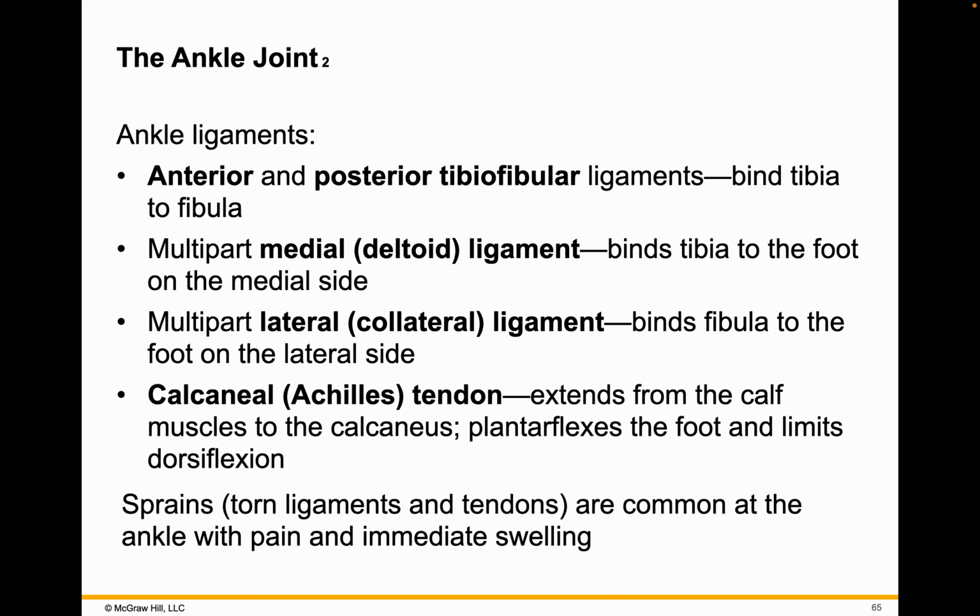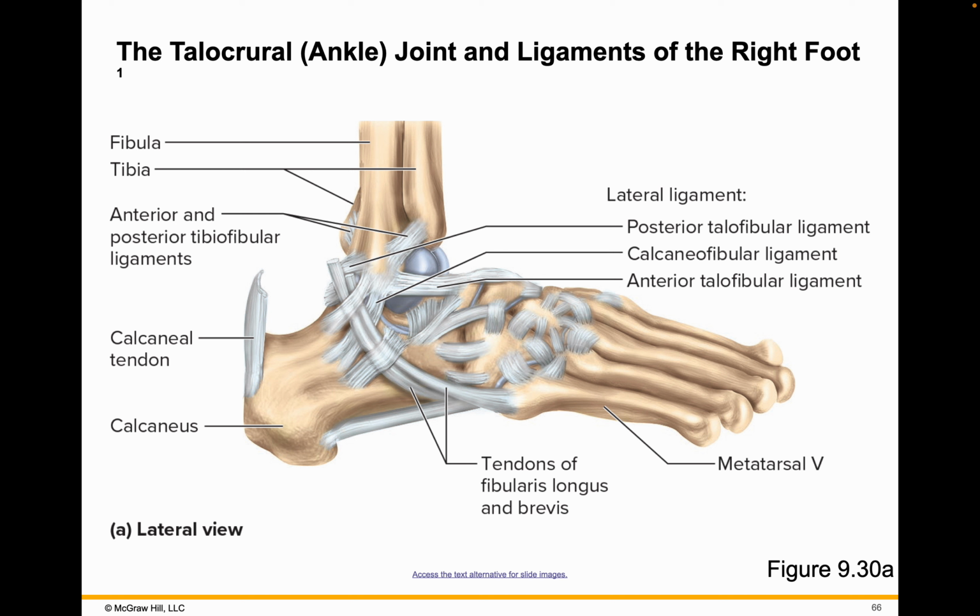The ankle ligaments include the anterior and posterior tibiofibular ligaments, the medial deltoid ligament, the lateral collateral ligament, the calcaneal or Achilles tendon. Sprains, torn ligaments, and tendons are common at the ankle, with pain and swelling accompanying them. Quite a collection of ligaments and tendons holding that ankle together.